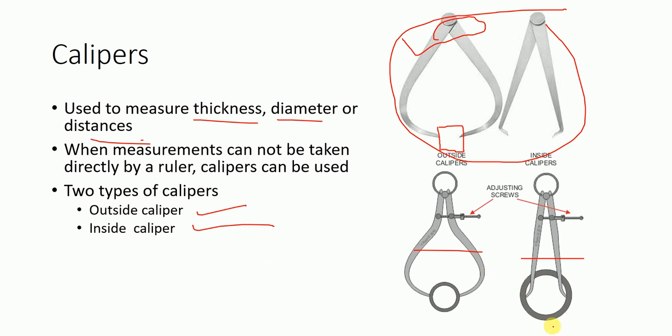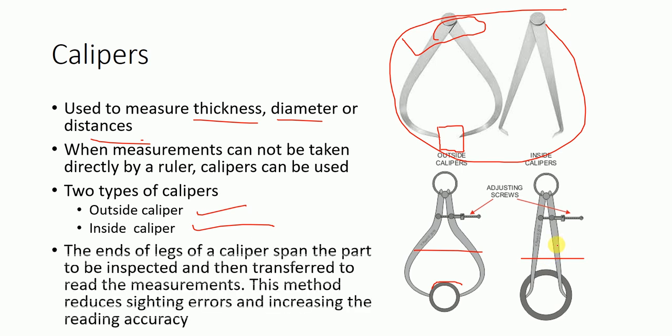As the name indicates, the outside caliper is used for the measurement of external dimensions. So here in this diagram we can see that this is a circular object whose external diameter is measured with the help of this outside caliper. And in the second picture we can see a circular object again, but its internal dimensions have been measured with the help of this type of caliper.